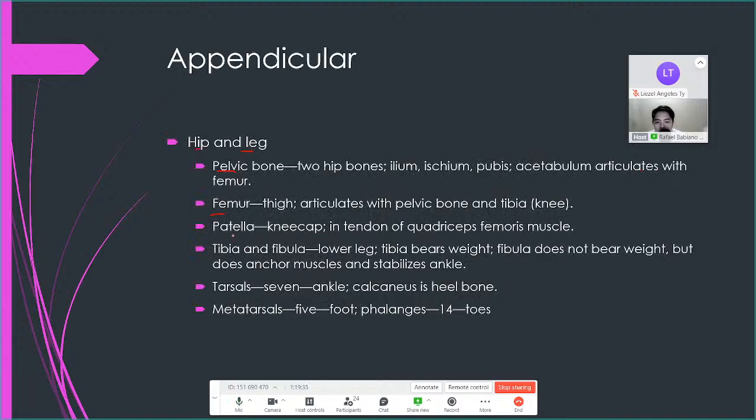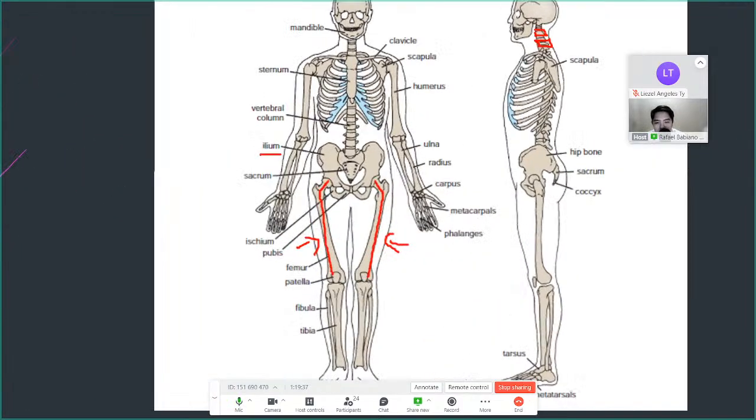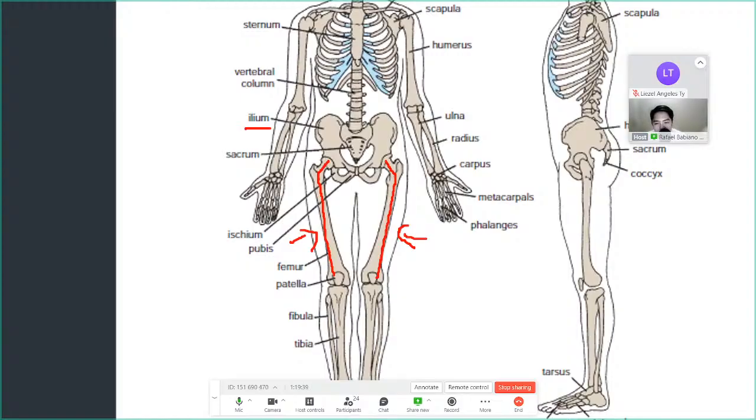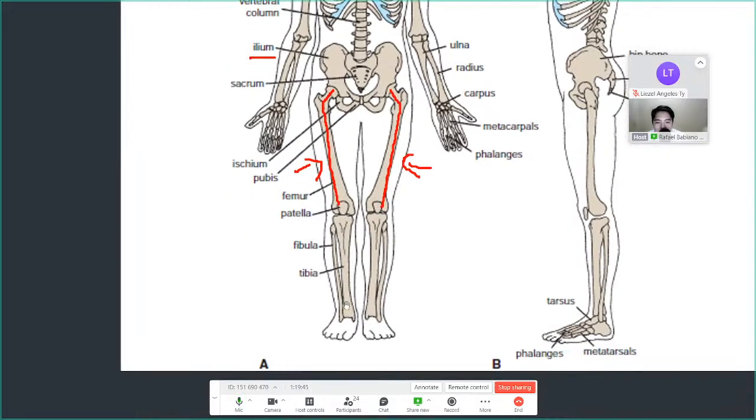Next we have the patella. You can touch your patella actually. Your knee, your patella, is also a sesamoid bone. You can touch it, your knee. Then you have your tibia and fibula. It's almost the same as your radius and ulna.